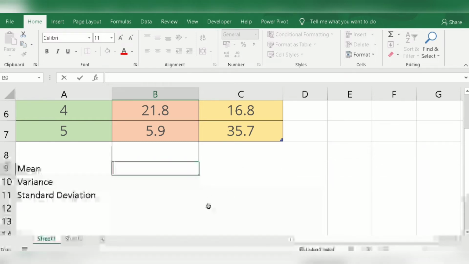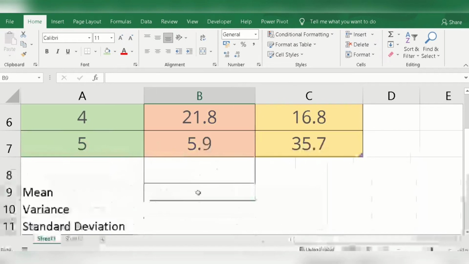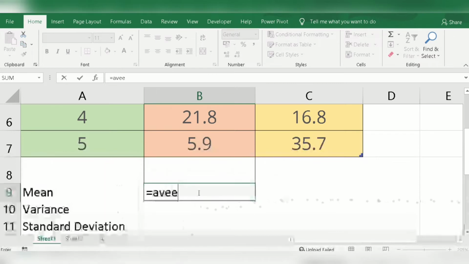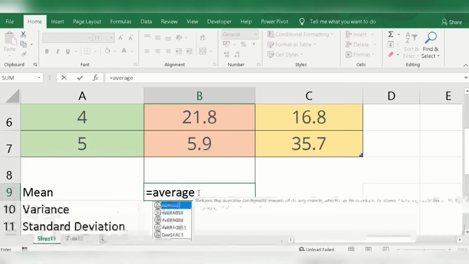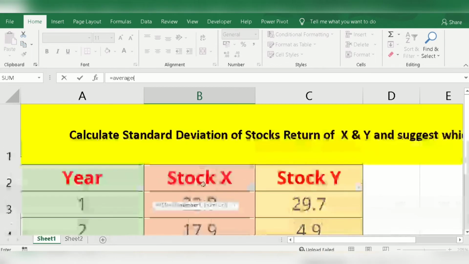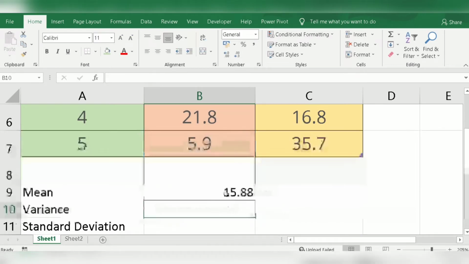The formula you are going to use is to type equal to AVERAGE, open bracket, and select the range. We are going to calculate for stock X, so select from the first year to the fifth year. See, now you got it. The mean will be 15%.